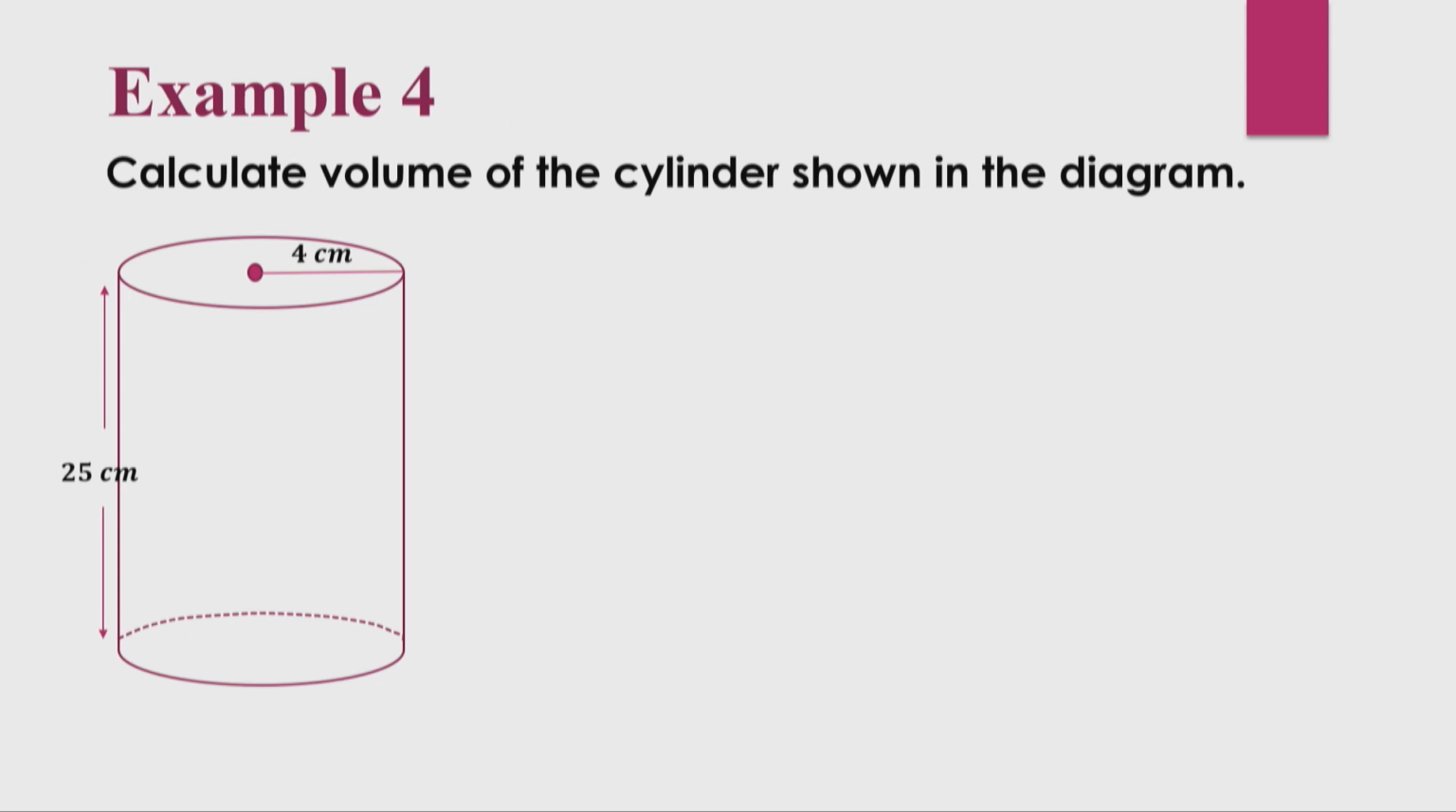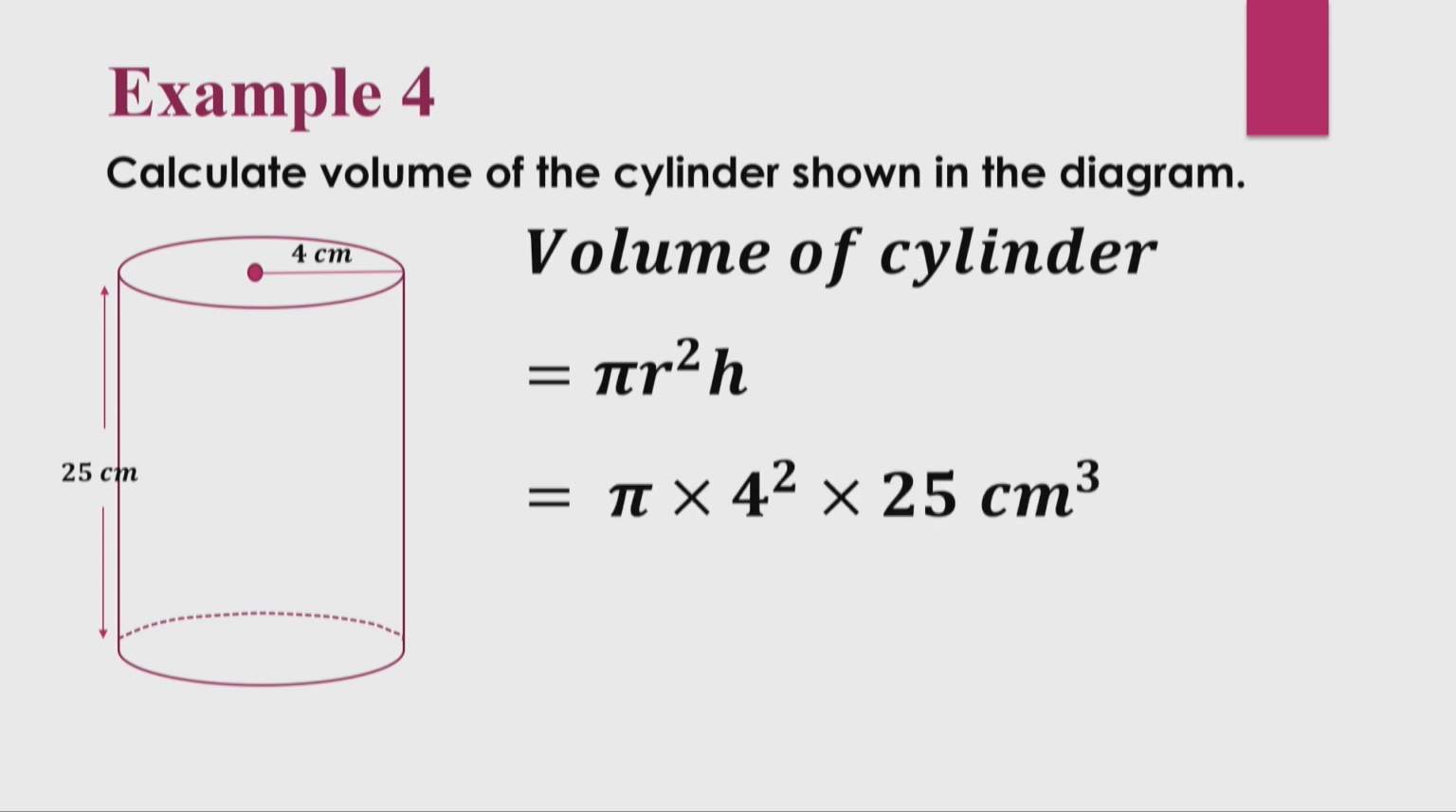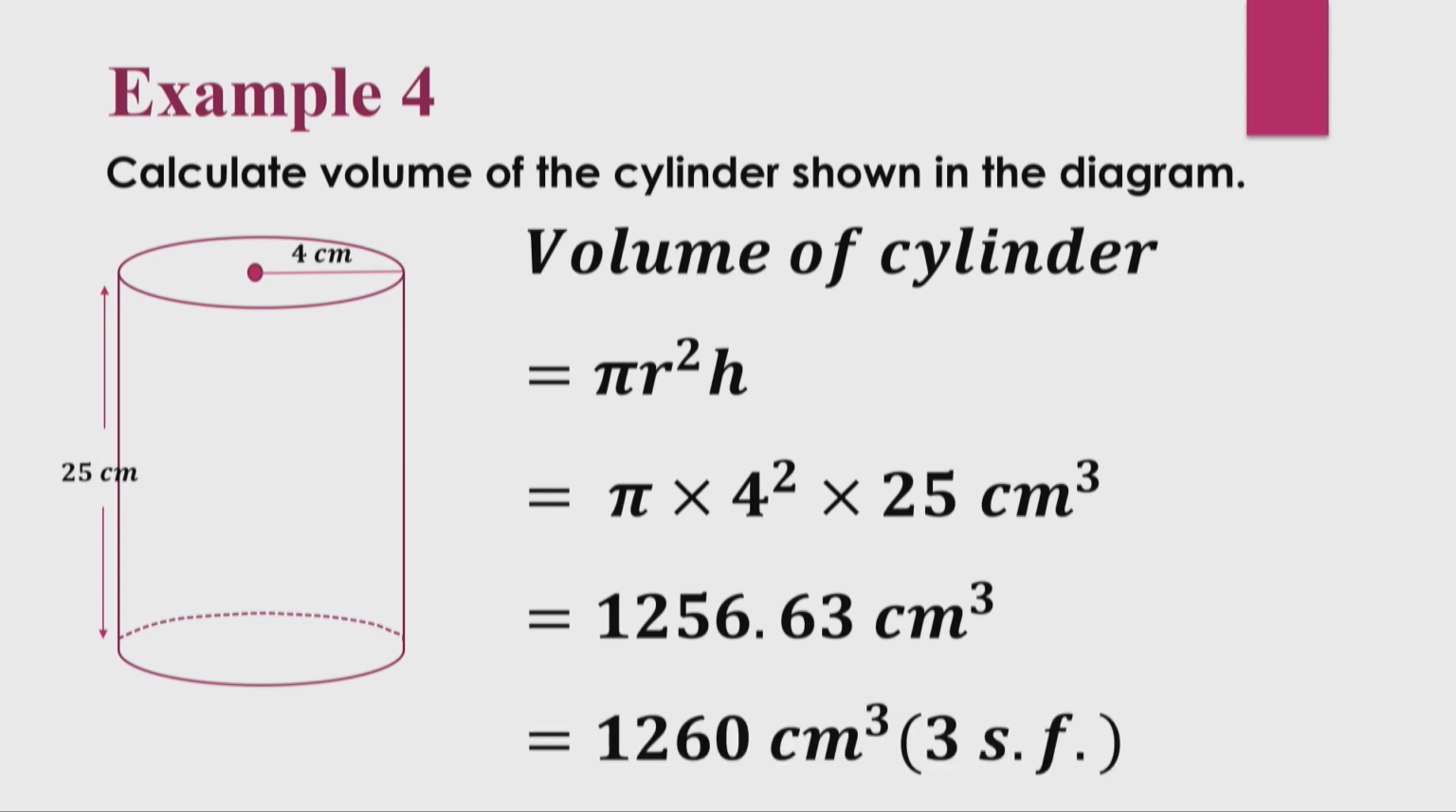For example, calculate volume of the cylinder shown in the diagram. Volume of cylinder is equal to pi r square h. Substituting the values, we get pi multiplied by 4 to the square multiplied by 25 centimeter cube. Evaluating, we get 1256.63 centimeter cube. Rounding this to three significant figures, we get 1260 centimeter cube.